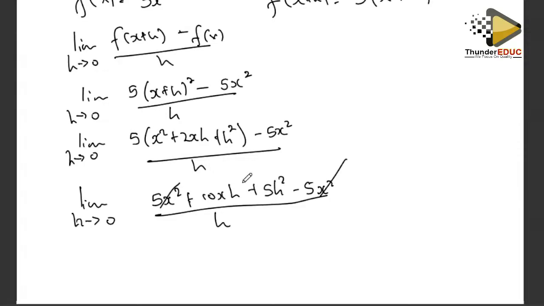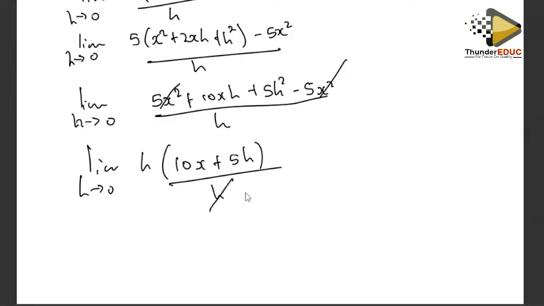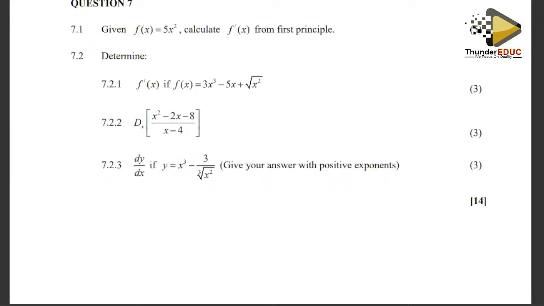So our next step is the factorization step. Take out the h, which means you have 10x plus 5h over h. This cancels that. When you substitute h with 0, we're only left with 10x. So that becomes the first principles. Then determine the first derivative f prime of this.